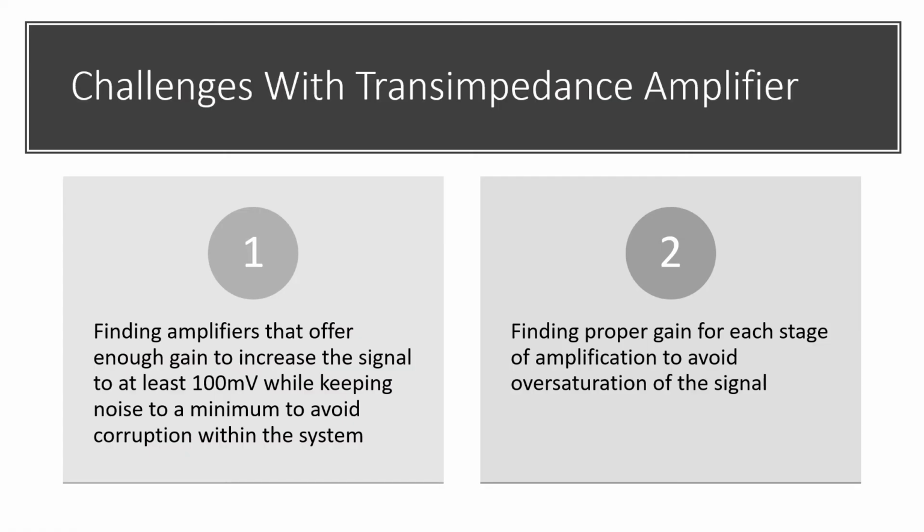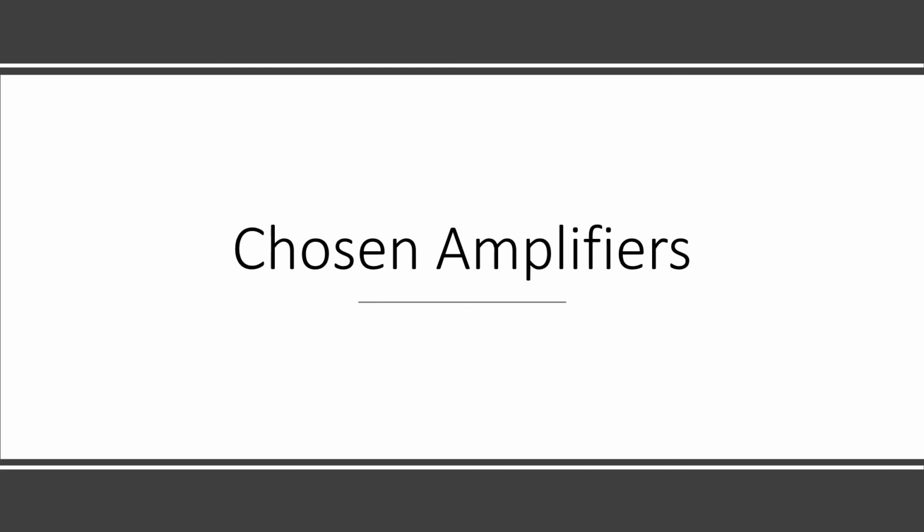So what are some challenges that come with choosing a transimpedance amplifier? Well, first we had to find amplifiers that offer enough gain to increase the signal to at least 100 millivolts, while also keeping the noise to a minimum to avoid corruption within the system. Second, we had to find proper gain for each stage of amplification in order to avoid oversaturation of the signal. With that being said, let's take a quick look at the amplifiers we used in our design.